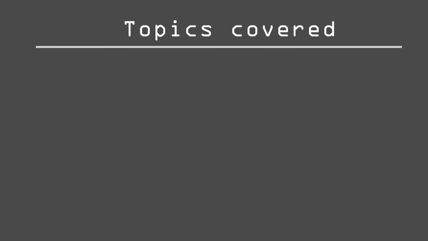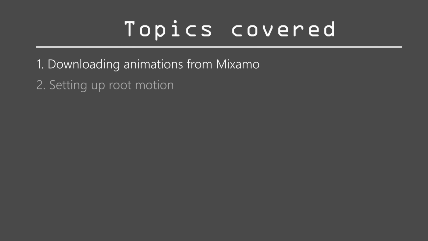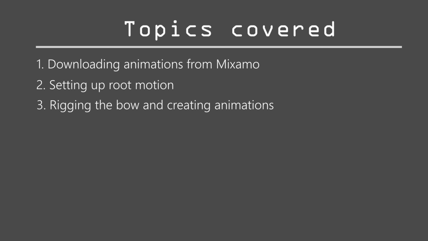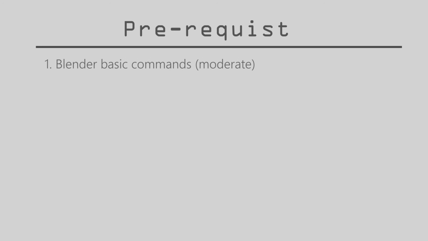Now let's talk about the table of contents. First we'll download all the required animations from Mixamo. Then we will set up root motion for those animations that we just downloaded. After that we will rig the bow and try to animate it. And once the animation has been finished, we will export all the assets so that we can import them in Godot.